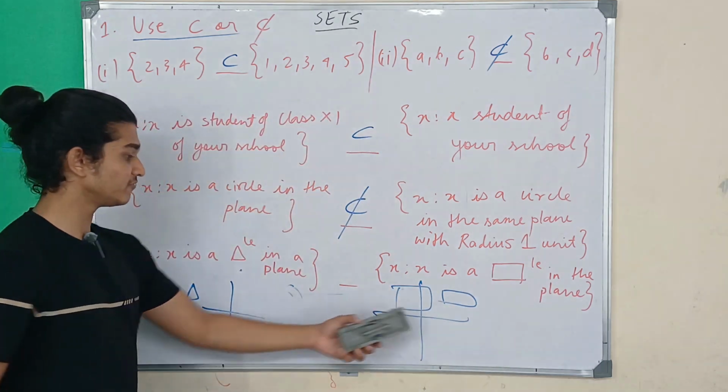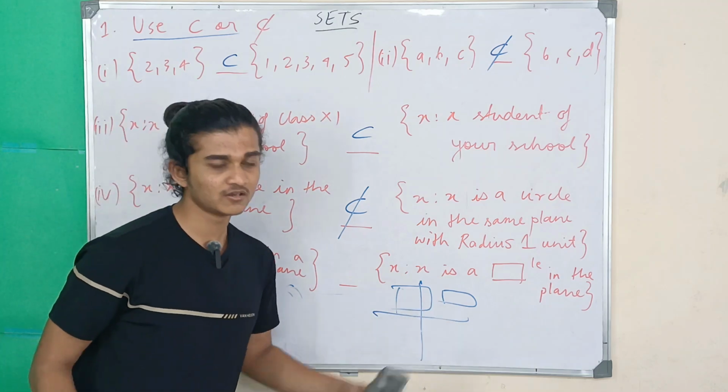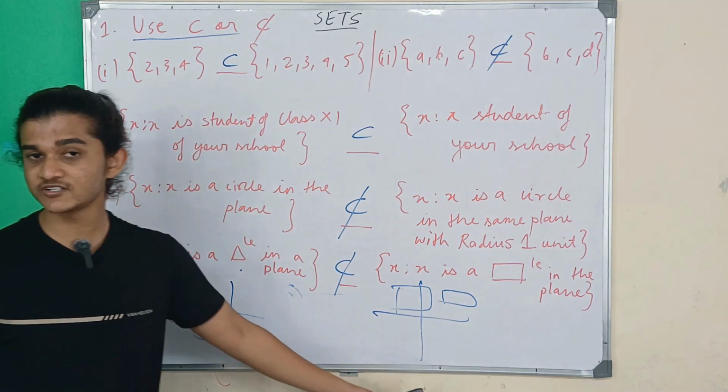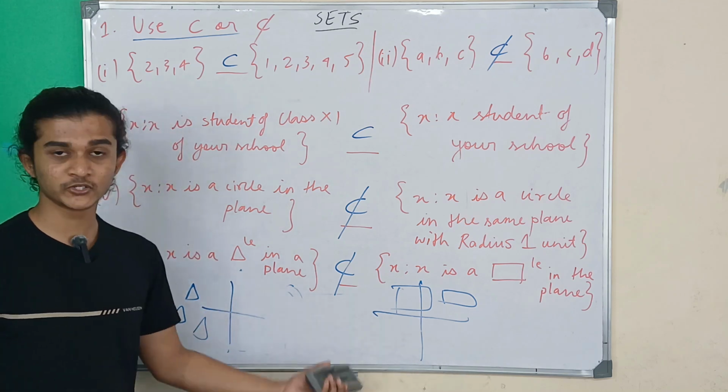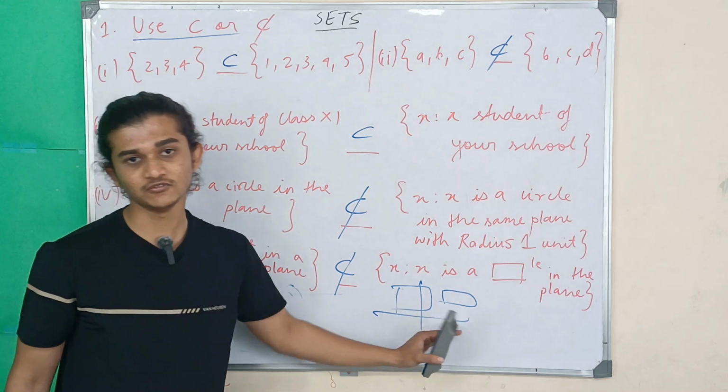Now, does this fit inside this? Do all the elements in here occur in this? No. So from this I can say it is not a subset. Both are completely different shapes, and they don't even match each other. So from this I can say this is not a subset of that set.